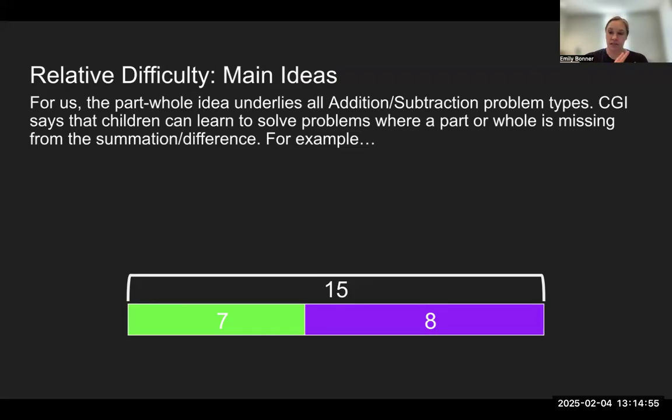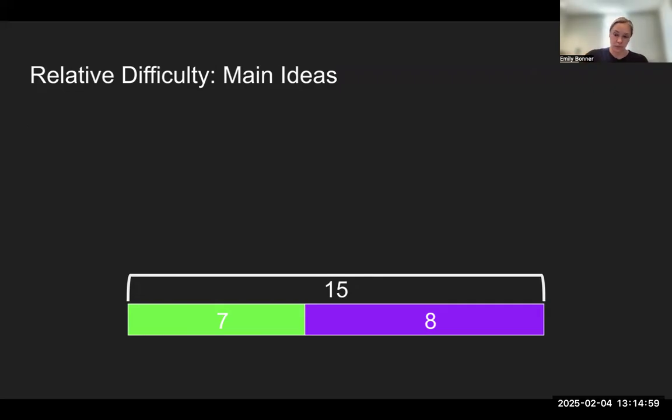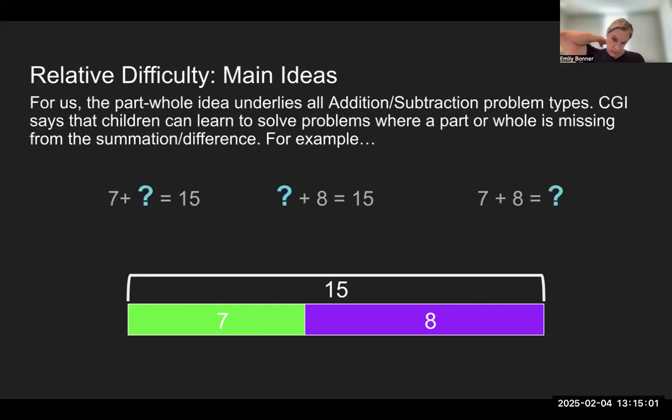But CGI says that kids are more flexible with their thinking. So, for example, these different models, numerical models, not direct models, actually illustrate this quite well. Students can be more flexible in terms of thinking about where the missing piece is. Whereas we think about part and whole, they're just thinking about the missing piece related to what the problem is asking them to do.